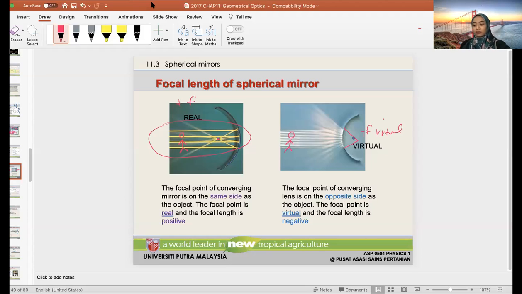Okay, virtual and real. So that is what it means. If my focal point is in the same area as I am, it's real. If it is not in the same area where I can be, it's virtual.